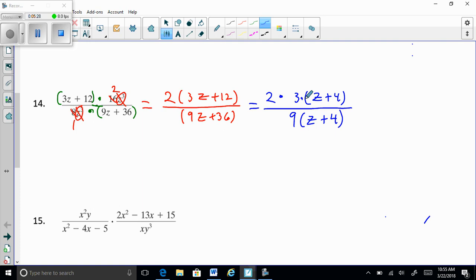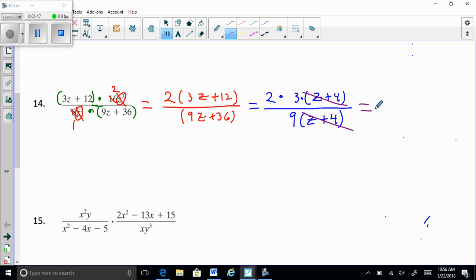So now, kind of like I said in previous lessons, it's either all or nothing. They either have to be an exact match or you can't really cancel them out whenever you get something like a z plus 4 type thing. And so these are exact matches, so we can cancel them out. So we're left with 2 times 3 divided by 9.